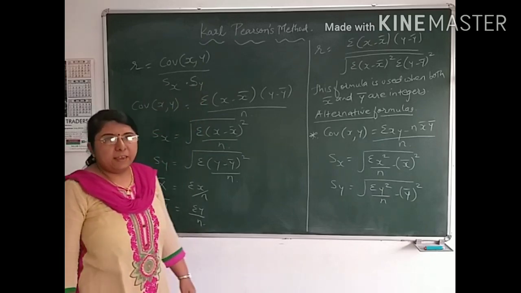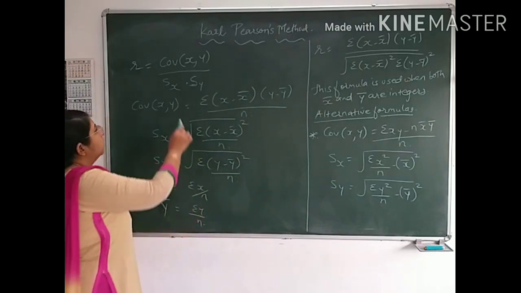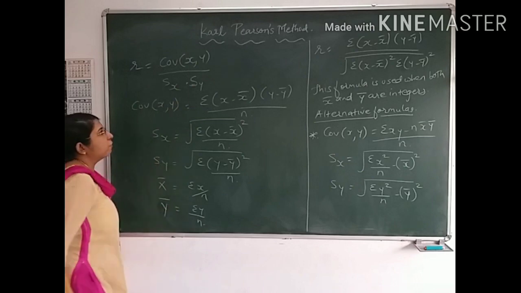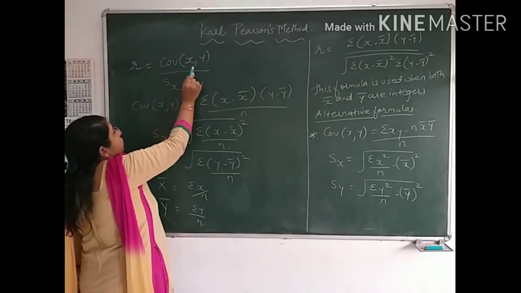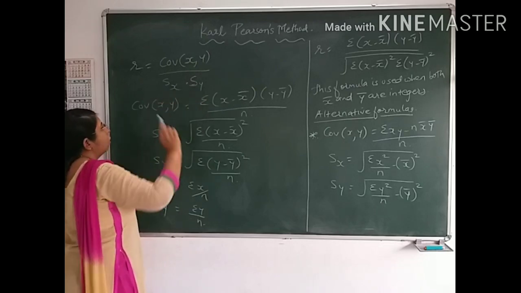Students, in standard 11th you have studied the topic of standard deviation. So over here it is very easy for you, that is standard deviation of x into standard deviation of y. This is the basic formula that you have to remember, that is covariance of xy upon standard deviation of x into standard deviation of y.